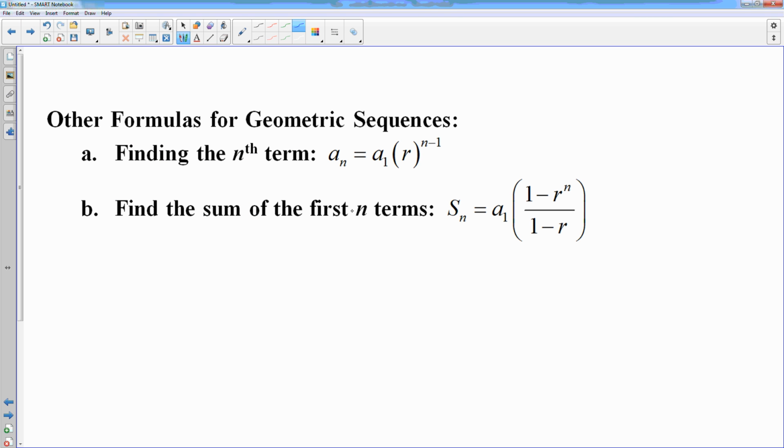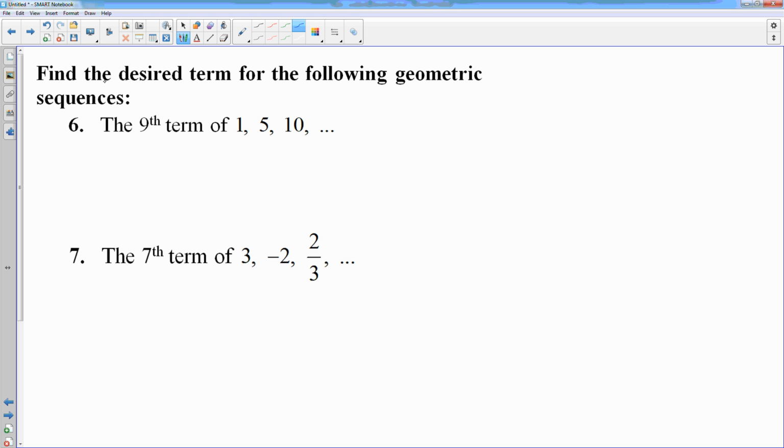However, the sum of the first n terms, if I want you to add up the first 14 terms, then we use this formula, and this is very calculator intensive. You have to be extremely careful with your parentheses because it can be a bit of a pain. So let's find the desired term of these geometric sequences.